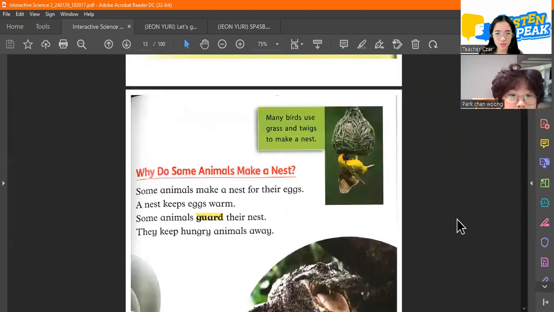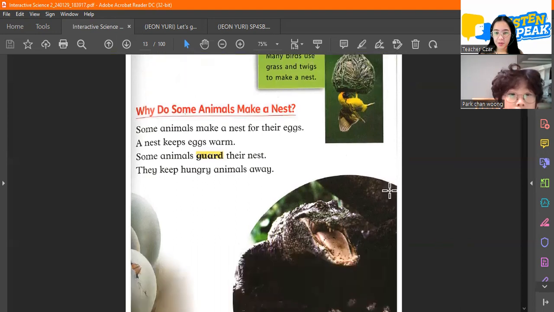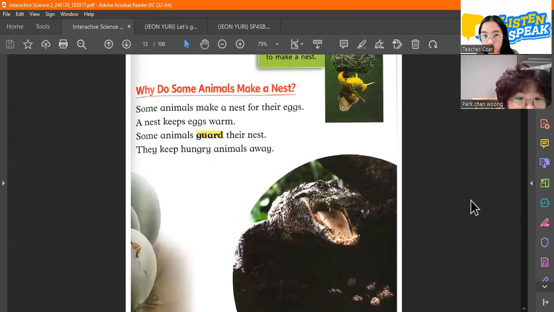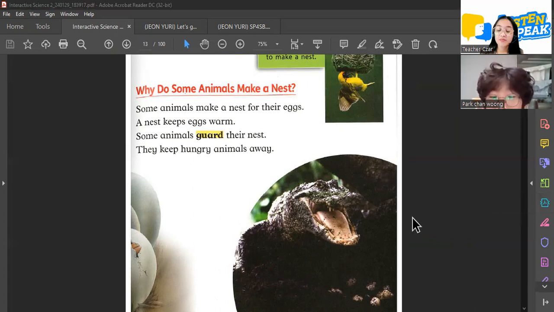So now let's have this one. As you can see, many birds use grass and twigs to make a nest. Next one. Why do some animals make a nest? Because they need some home. Yes, they need a home. Very good. And also, some animals make a nest for their eggs because they need to protect their eggs. Because the nest keeps eggs warm, some animals guard their nest and keep hungry animals away.